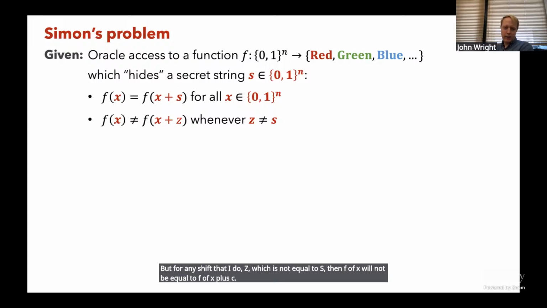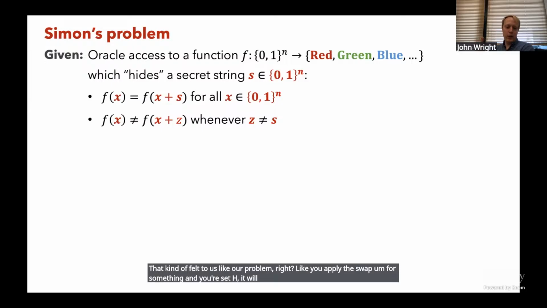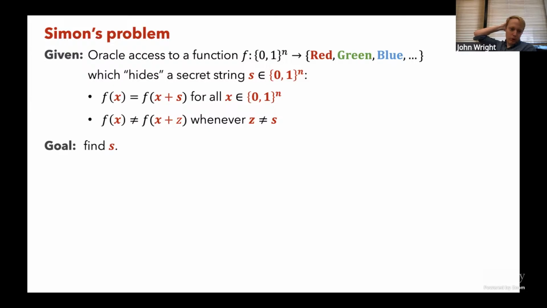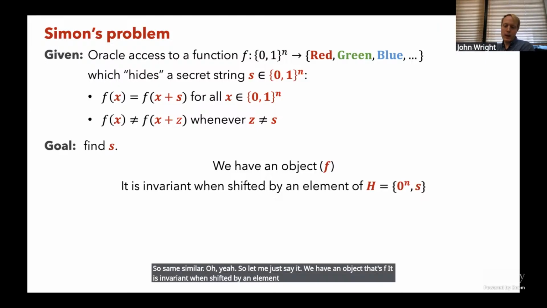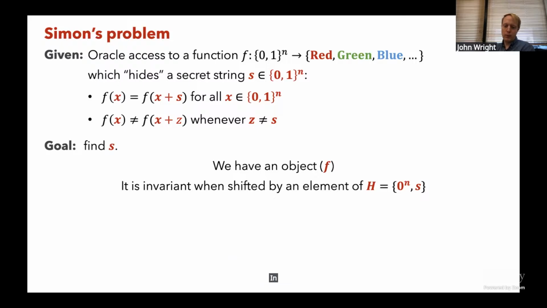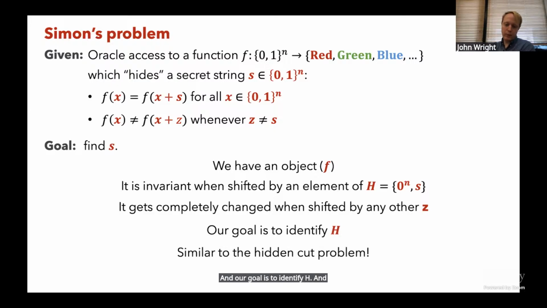Okay. That kind of felt to us like our problem, right? Like you apply swap for something in your set H, it will preserve your state, but anything outside of H will give you a different state back. And in Simon's problem, your goal is to find s. In our problem, our goal is to find H. So it seems similar. Oh yeah, so let me just say it. We have an object, that's f. It is invariant when shifted by an element of this hidden subgroup H. In this case, the hidden subgroup is 0 to the n and s. It gets completely changed when shifted by any other string z. And our goal is to identify H. And yeah, this felt similar to the hidden cut problem.